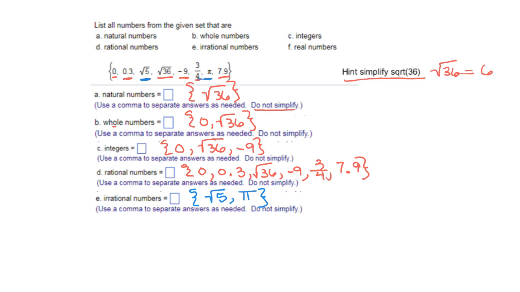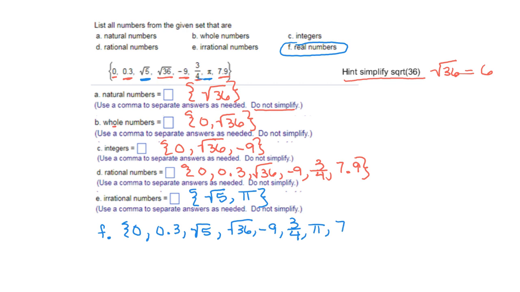And it left off f for us, all right, because the set for the letter f, excuse me, would actually be a list of all those values of the original set. So 0, 3/10, square root of 5, square root of 36, -9, 3/4, pi, and 7 9/10. So all of those numbers would make up the real numbers.